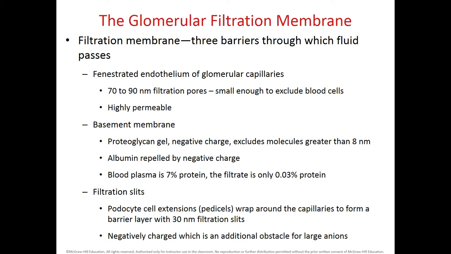Then we have the second layer of this filtration membrane, which is the basement membrane. The basement membrane has this proteoglycan gel-like layer that has a negative charge. It will exclude the filtration of substances or molecules greater than 80 nanometers. Along with that, this negative charge will prevent the excretion of proteins, which most of the time have negative charges, like albumin. So albumin is repelled from passing the basement membrane because it has a negative charge. Blood plasma is 7% protein, and the filtrate, when it passes through this filtration membrane, has only 0.03% protein.